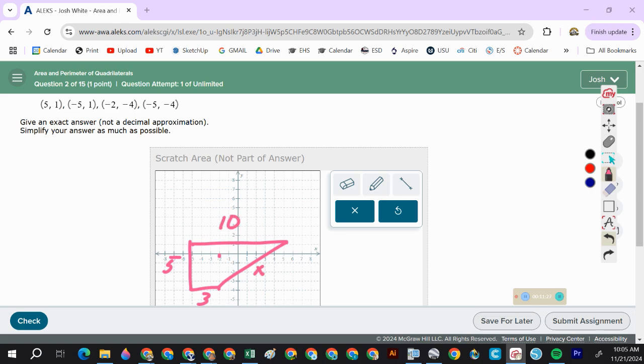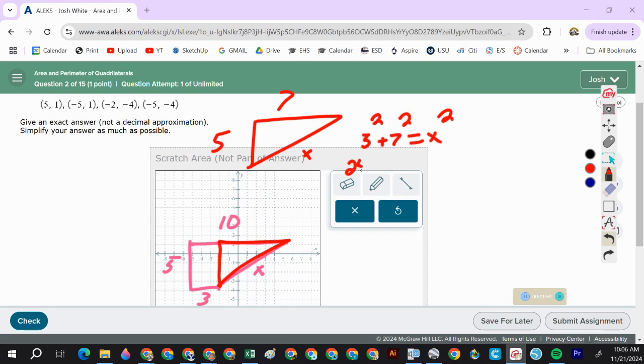So I'm going to draw a right triangle right here. And in my right triangle, I have a 5 and a 7 and an x. So 5 squared plus 7 squared equals x squared. That's 25 plus 49. So that is 74. Okay. So I take the square root and I get x equals the square root of 74.